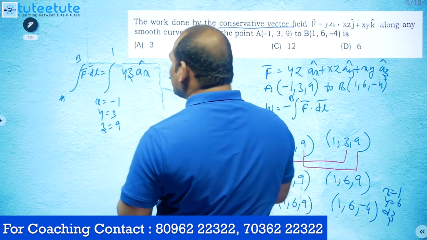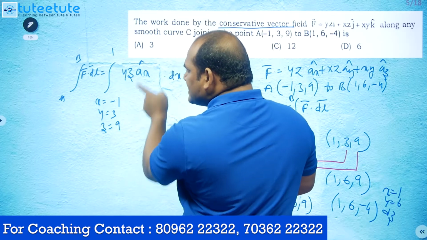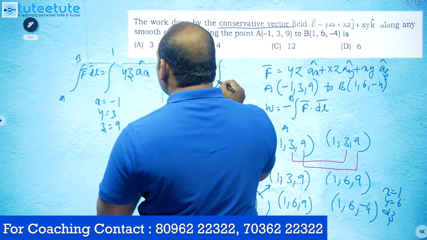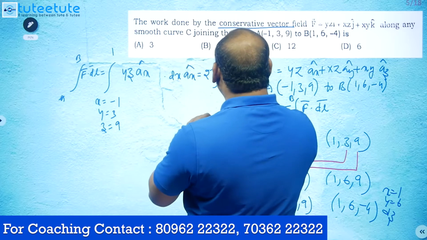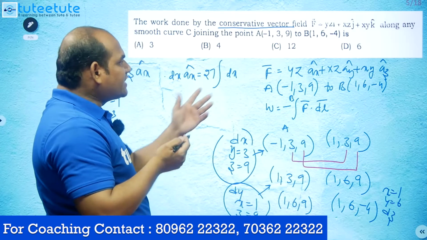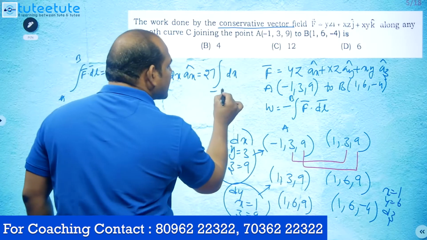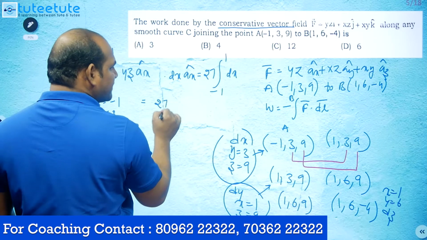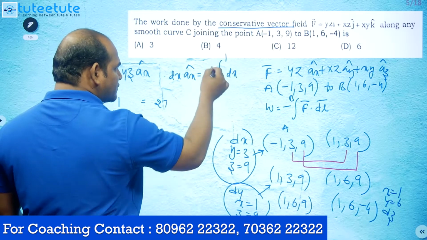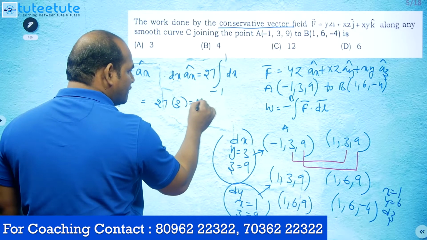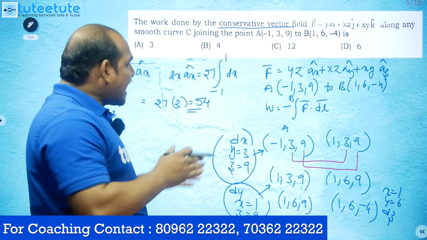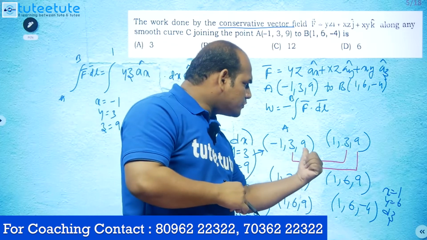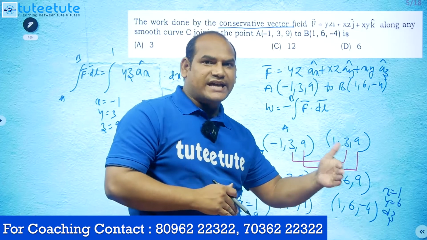That means y equal to 3, z equal to 9 gives 27. So 27 times the integral of dx, that means we get x only. Integration of 1 into dx is nothing but x, and the limits are -1 to +1. So it is equal to 27 into x, with limits -1 to +1 giving 2, that is equal to 54. This is the value of the work from (-1, 3, 9) to (1, 3, 9). That means only in the x direction have we moved.